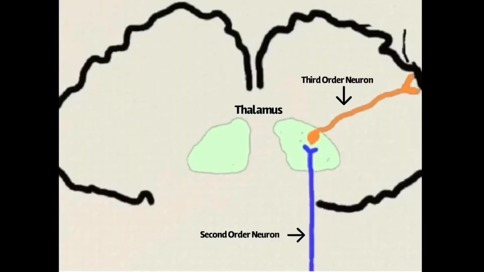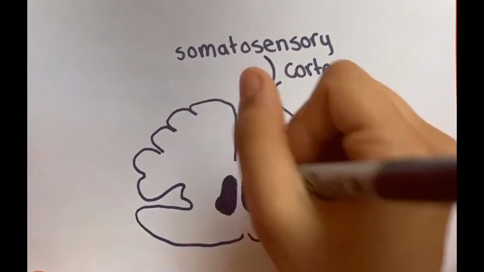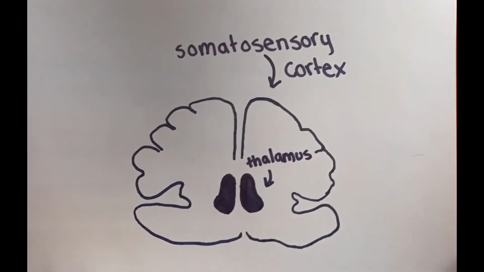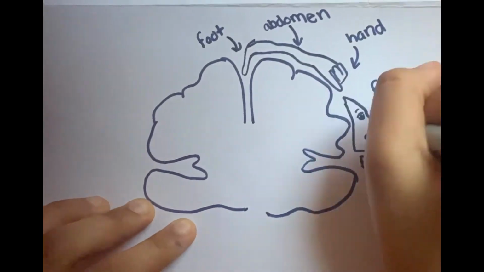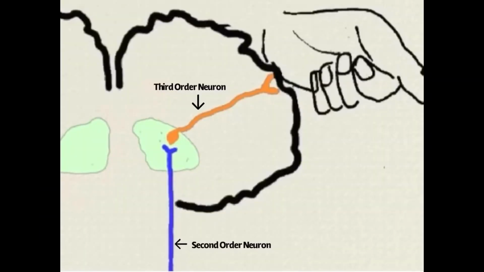Another exchange of information happens and signals reach the third-order neuron that ascends to the somatosensory cortex, a special part that receives sensory input from the body. Different parts of the cortex correspond with different parts of your body. The third-order neuron takes the information and brings it to the spot in the cortex where the hand is located, because that's where the cut is.